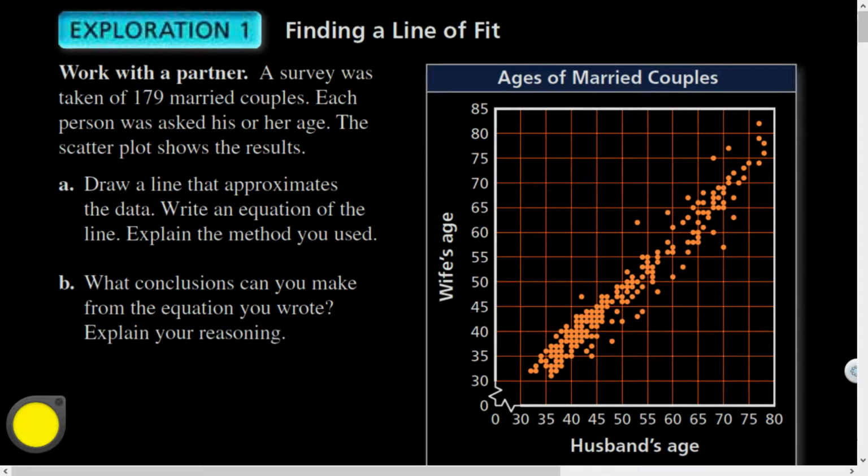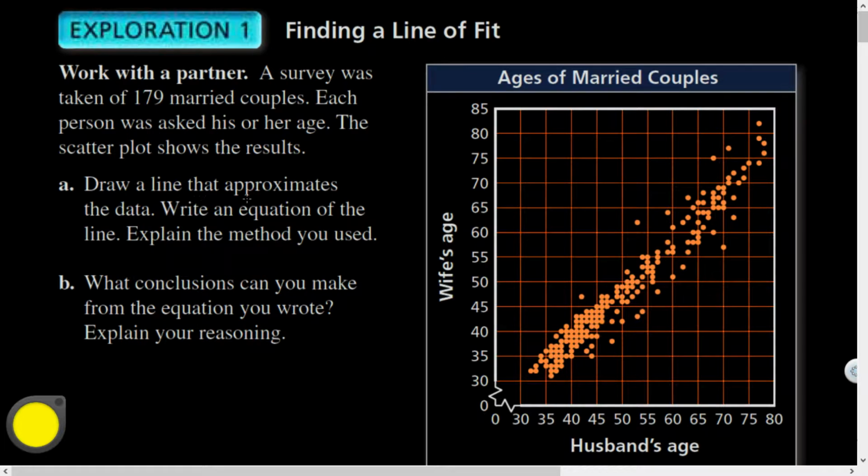Here's an exploration problem just to give you an idea of what we're doing. A survey was taken of 179 married couples. Each person was asked his or her age. The scatter plot shows the results. You can see each of these was a different person. Now, these points are not all on a line. If they were, they'd all be lined up, but they're not. They're kind of like a blob.